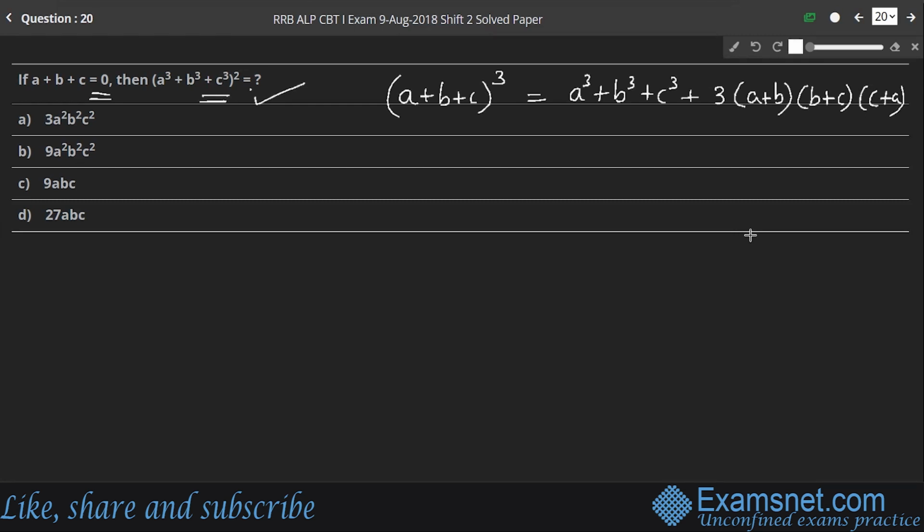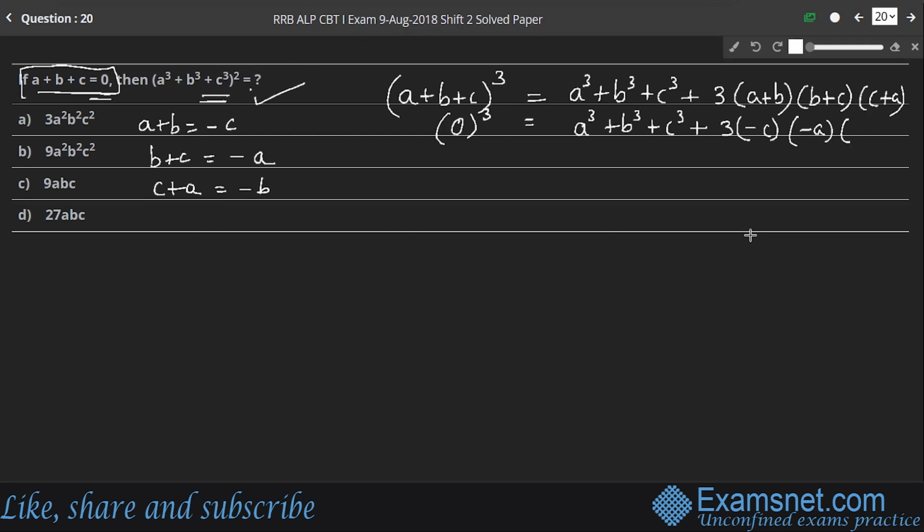So using this formula, here a plus b plus c is 0. So it becomes 0 cubed is equal to a cube plus b cube plus c cube plus 3 times a plus b, which can be written as minus c, since a plus b plus c is equal to 0, a plus b is equal to minus c. And b plus c, by the same equation, can be written as minus a, into c plus a. So c plus a is equal to minus b.